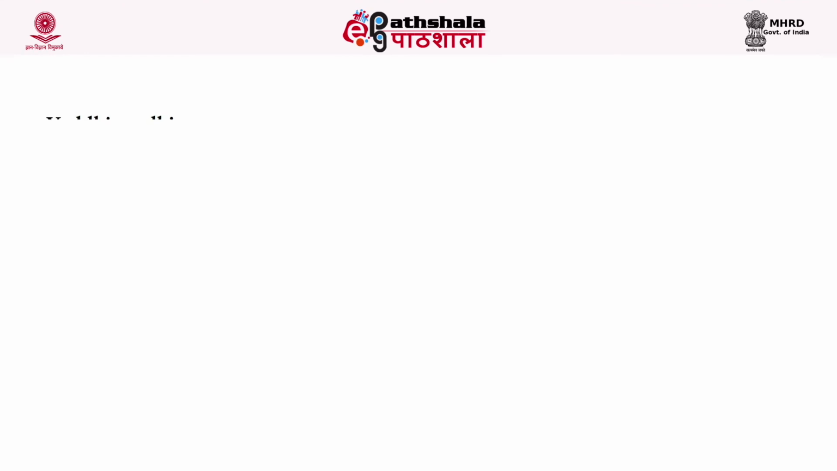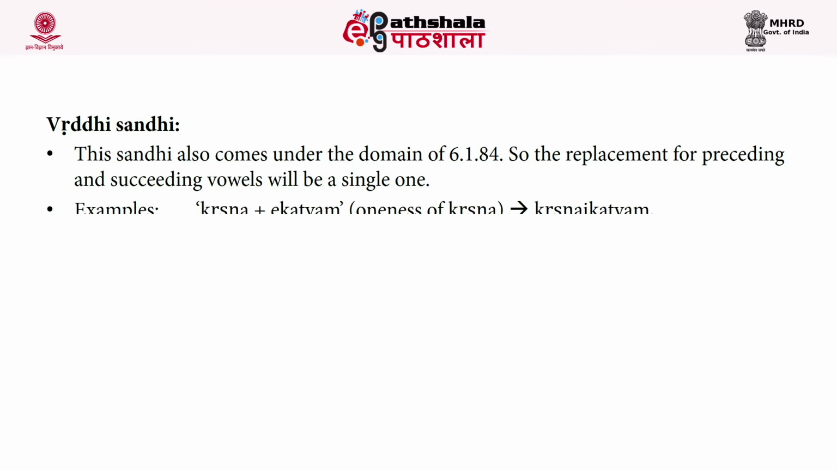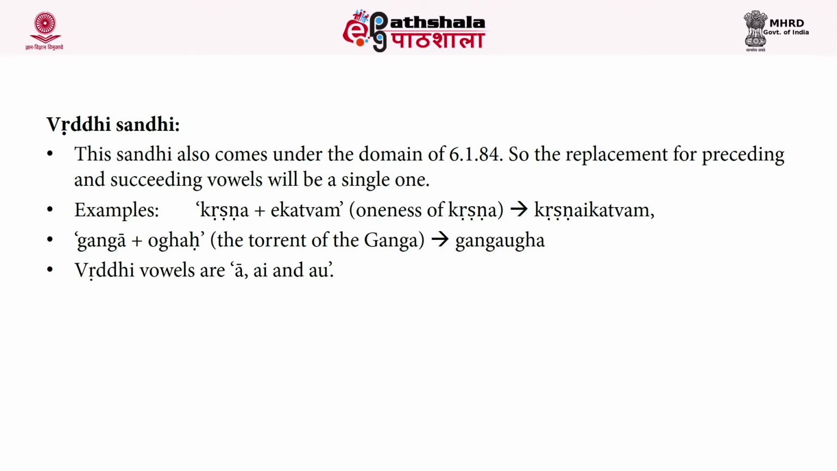Vriddhi sandhi. This sandhi also comes under the domain of 6.1.84, Ekah Purvaparayoh. So the replacement for preceding and succeeding vowels will be a single one. Examples. Krishna plus Ekatvam, oneness of Krishna. Ganga plus Ogha, the torrent of the Ganga. Deva plus Aishwaryam, the divinity of God. Krishna plus Autkantham, a longing for Krishna.